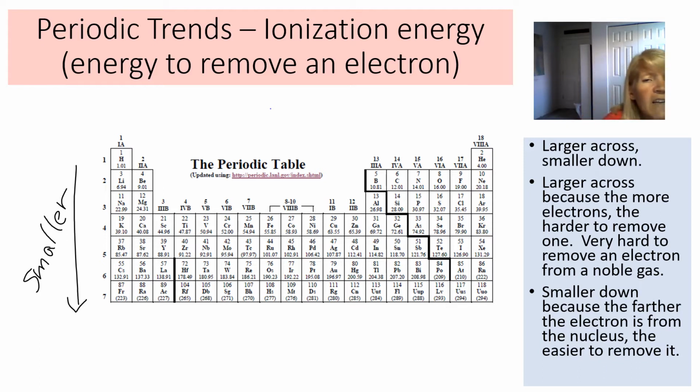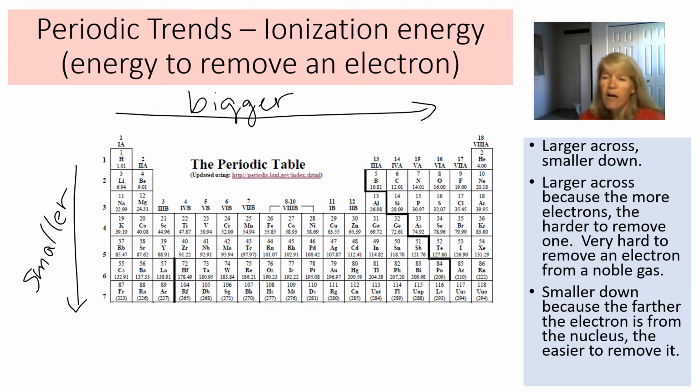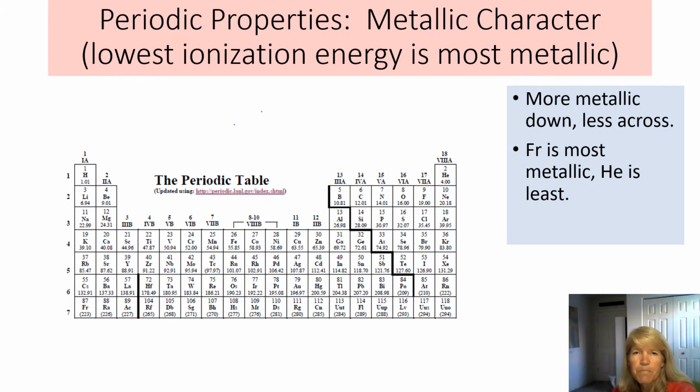And going across, it gets bigger. The reason for that trend is as you go across, you're adding more and more electrons, and you don't want to lose them anymore, you'd rather gain. So these 1-8 columns, they want to lose their electrons, so they lose them pretty easily. As you go across, there's more electrons, and they tend to want to gain electrons instead of lose them. So that's the trend: smaller going down, bigger going across, the reverse of the size.